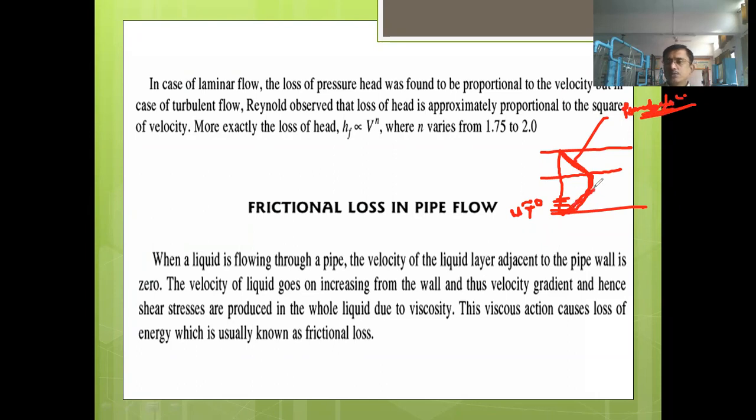This velocity gradient is also what generates the shear stress. Shear stresses will be generated, and head loss also takes place because of this. So the viscosity is the main cause for the head loss due to friction. This viscous action causes the loss of energy, which is usually known as frictional loss, HF.